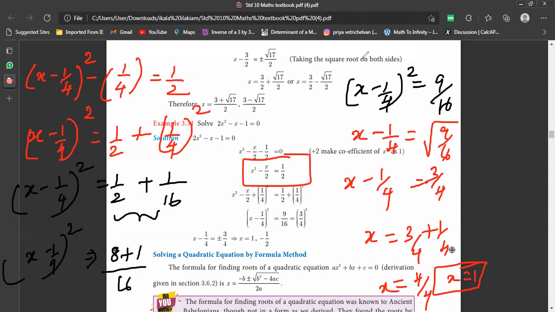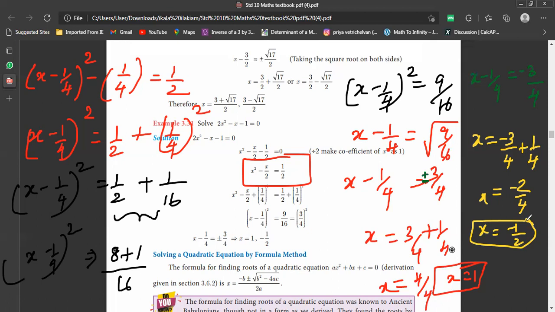Here, while taking square root, when you remove the square root, you'll have the answer in the form of plus or minus, isn't it? Plus or minus 3 by 4. So if you take it as plus 3 by 4 and solve it, you'll get the value of x as 1. In case you take the 3 by 4 value as minus 3 by 4, you'll have x equal to minus 3 by 4 plus 1 by 4, which is minus 2 by 4, and you'll have minus 1 by 2. Understood? Yeah. So that is how the value of x is 1 and negative 1 by 2.